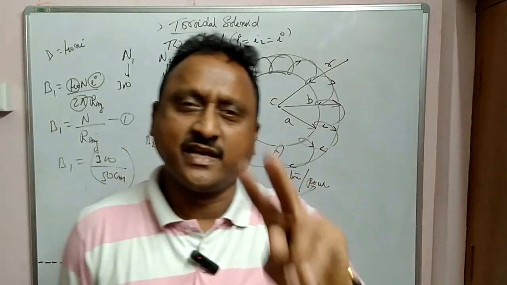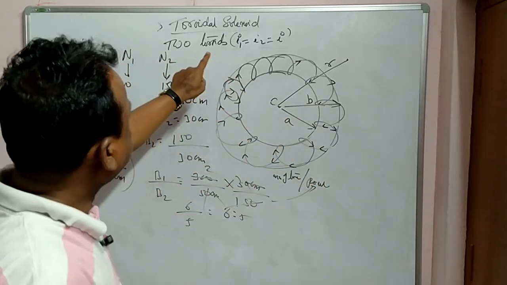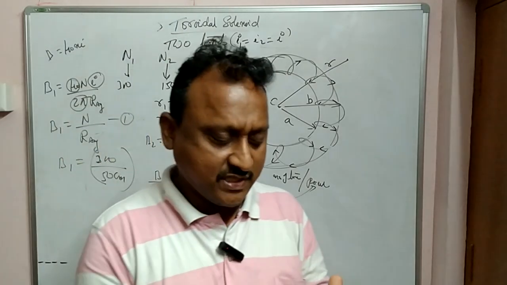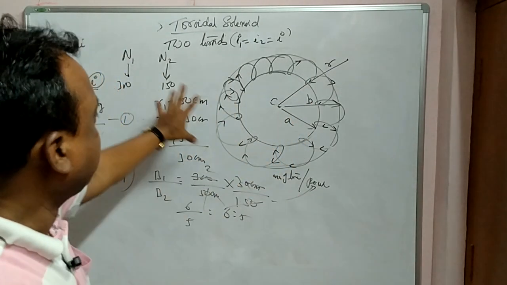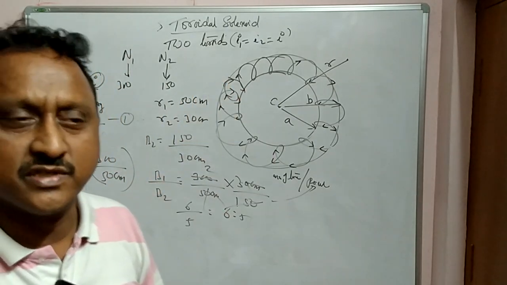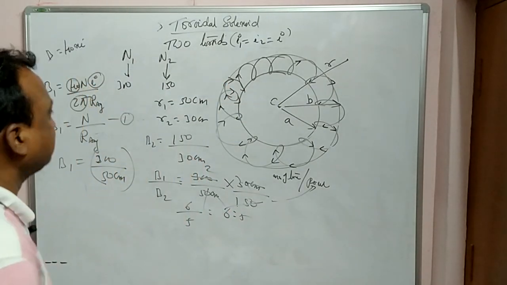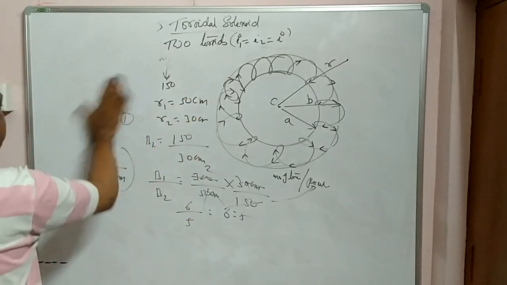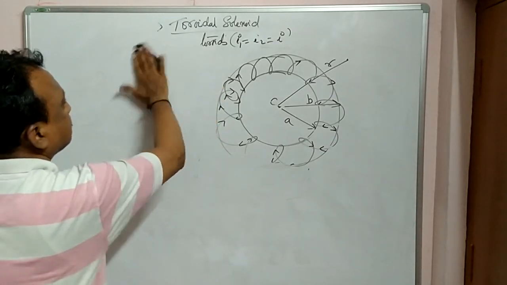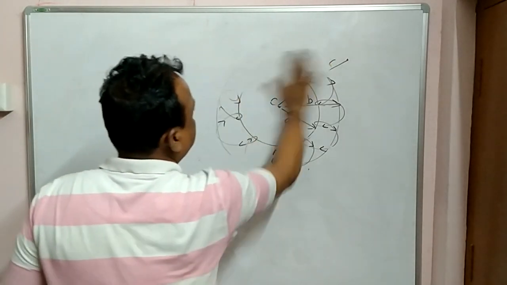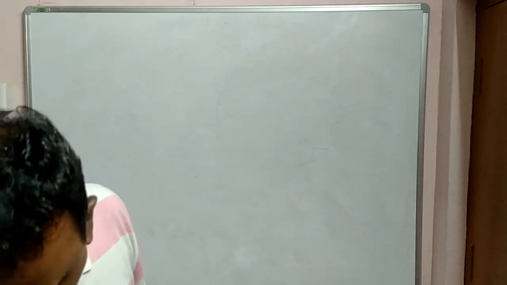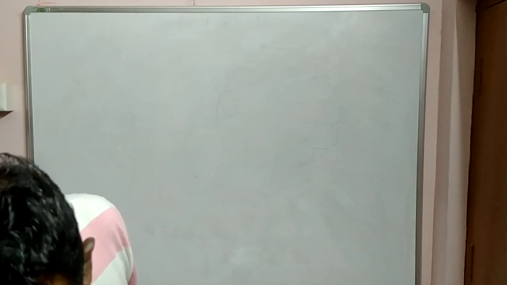So when two toroids are given, with the same current flowing and different average radii, 50 cm and 30 cm, and the number of turns in the first one is 300 and in the second 150, the ratio of the magnetic fields is 6:5. So like this you can solve using the formula for the toroid. Clear? So this is about solenoid and toroid. In examinations they come regularly. Please watch carefully, try to understand the subject and attempt it in the examination.